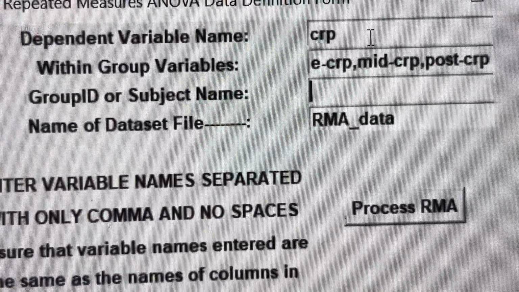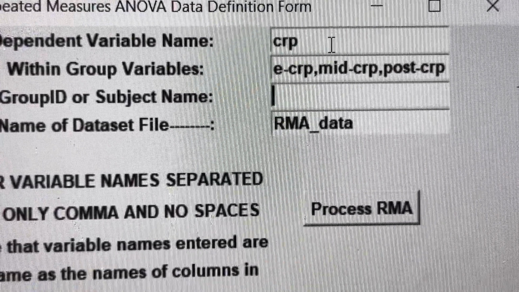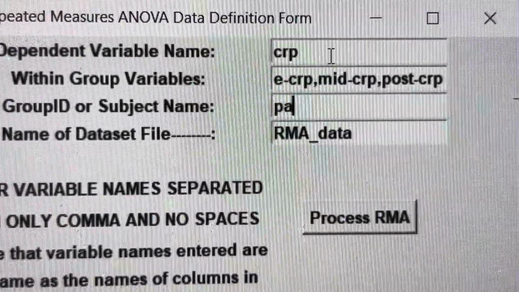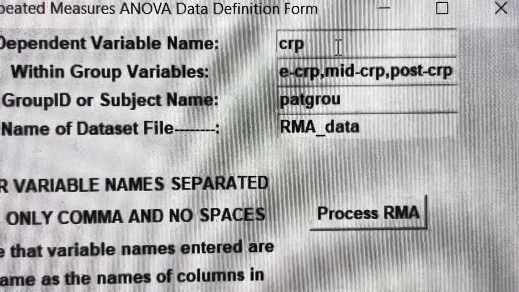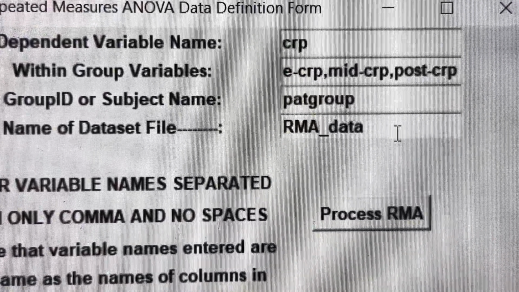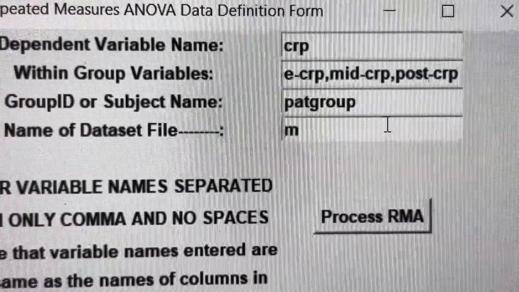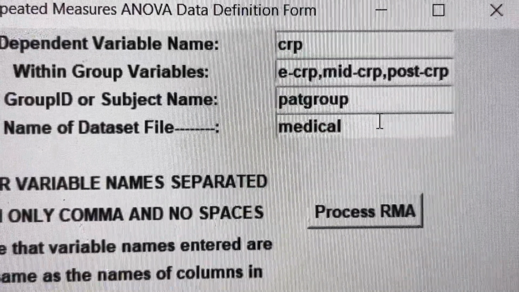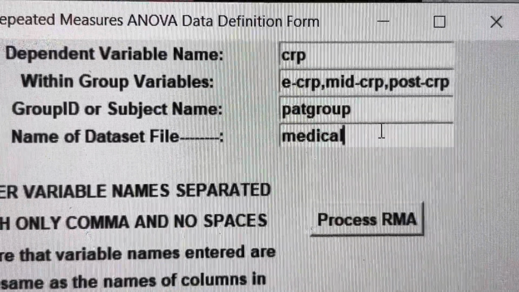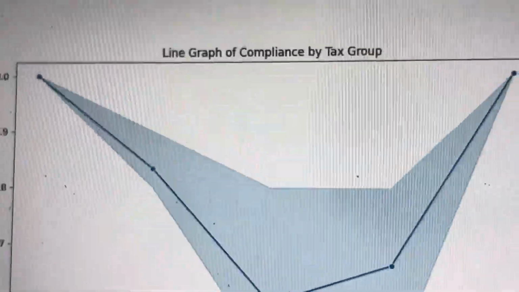So we now go on to the group. Then what was the group? The group name was patch group, PH, that patient group, PRP, UP. That's it. And then the name of the dataset file, we call it medical. So we don't need to put the XLS there. Then we now click OK. Yes, so it has started.